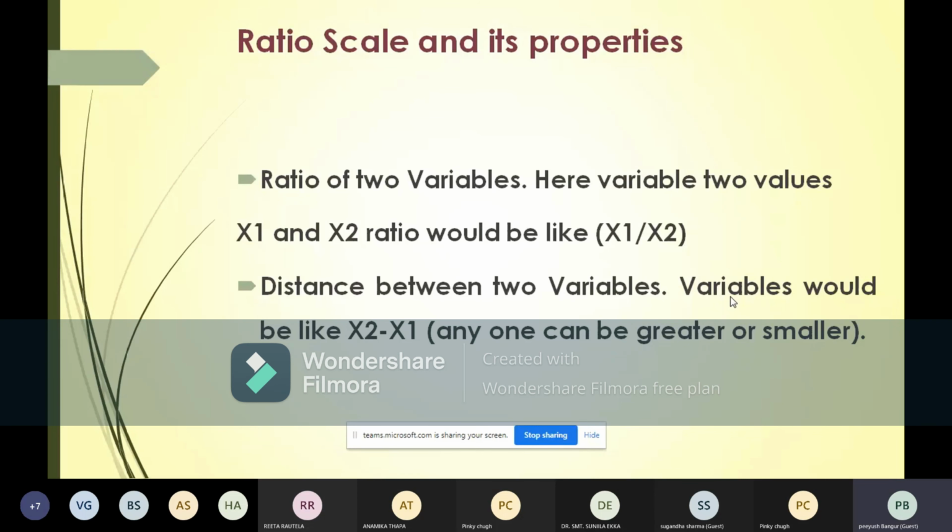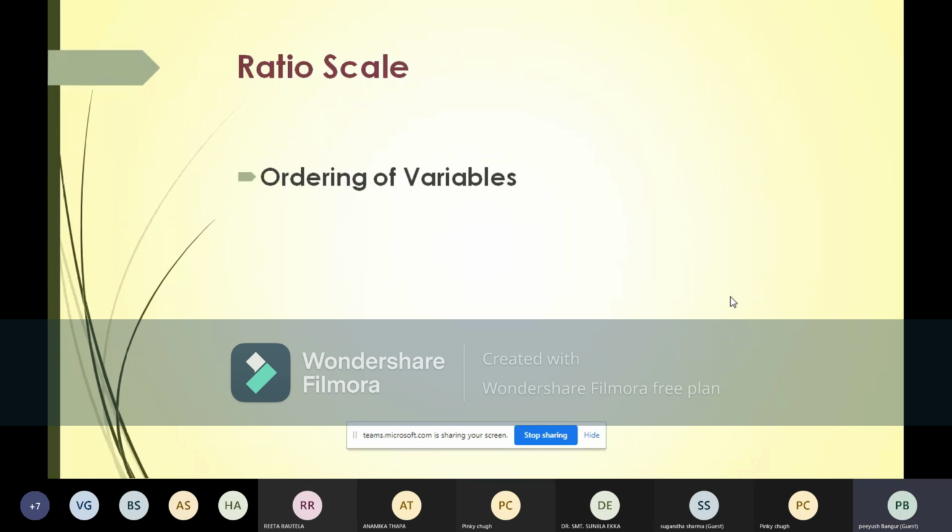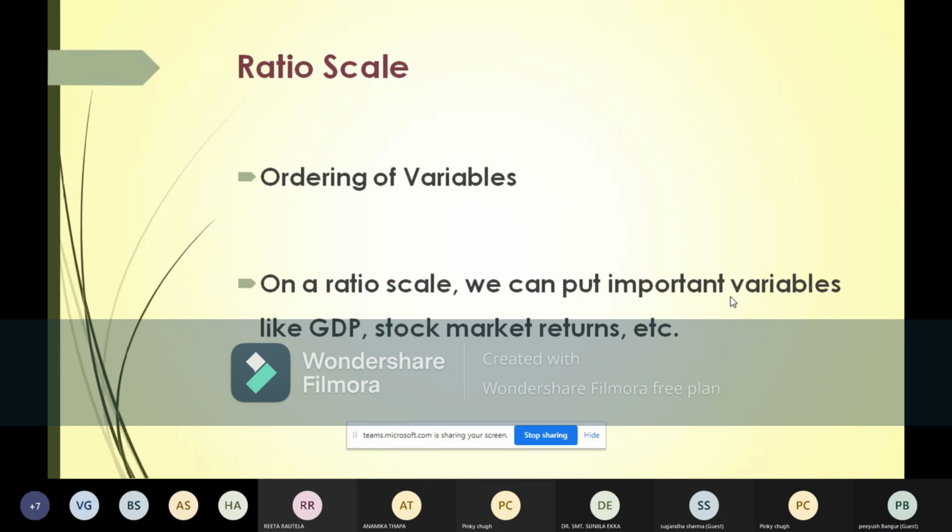Then the third property is the ordering of the variable. The variable should be in order form. For example, I want to do some research on the stock market return. Then the data should be in order: we have to take the data of 2016 first, then 2017, then 2018. We cannot do it in a manner like 16, 18, 17. So the order of the variable should be clear.